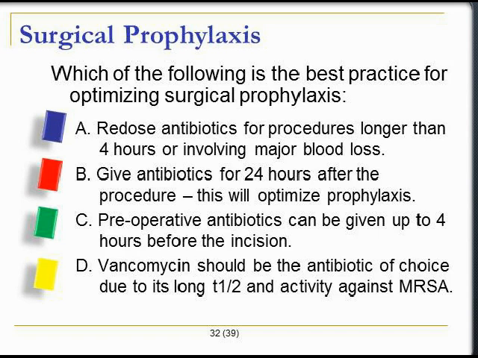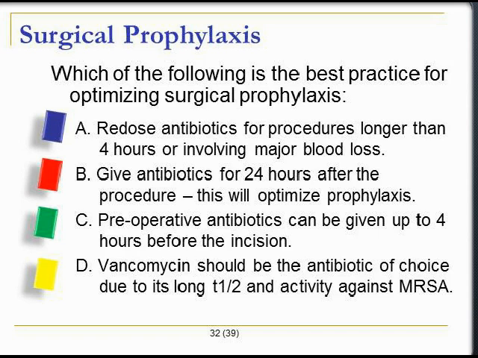So question 12 is that you are a pharmacist who works closely with the surgery department to optimize therapy for your patients, and the surgeons provide you with principles of surgical prophylaxis that they believe are appropriate. Which is the best practice for optimizing surgical prophylaxis? You need to redose antibiotics for procedures longer than 4 hours or that involve major blood loss. Give antibiotics for 24 hours after the procedure. This optimizes prophylaxis. Pre-op antibiotics can be given up to 4 hours before the incision. And vancomycin should be the antibiotic of choice due to its long half-life and activity against MRSA.